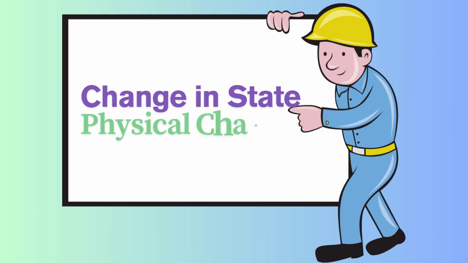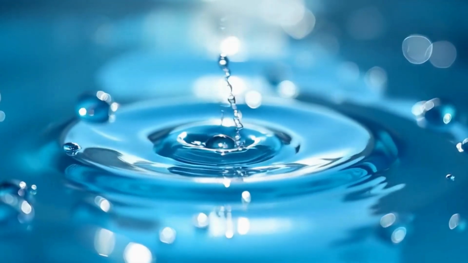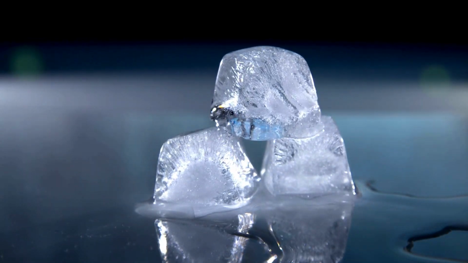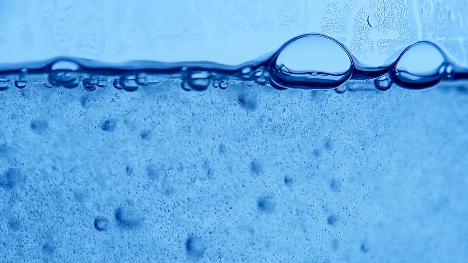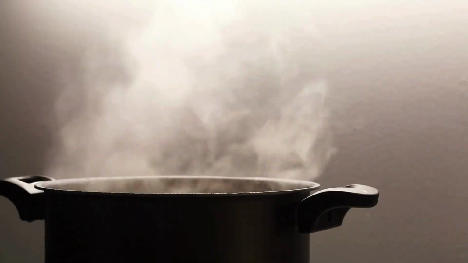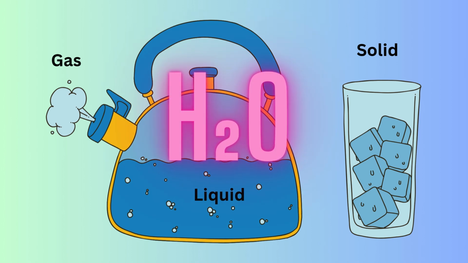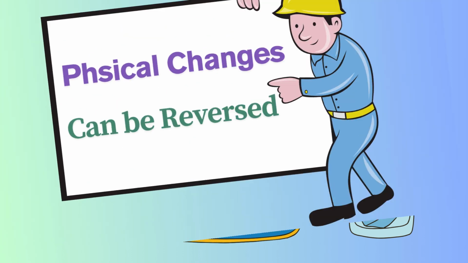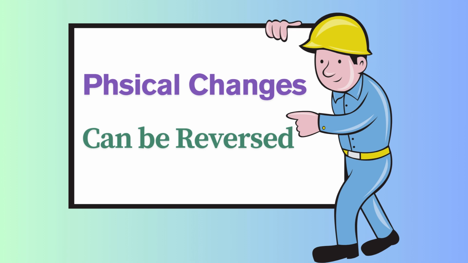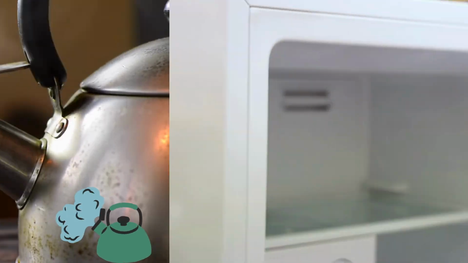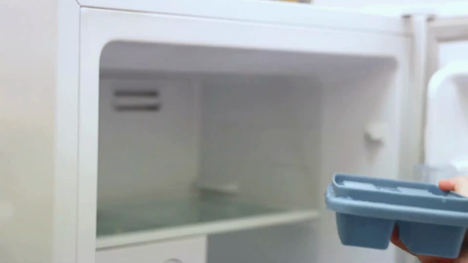Another common physical change is when matter changes its state. Water is a great example. Solid ice absorbs heat and melts into liquid water. Water boils into steam, or vapors, that is a gas. But whether it's solid, liquid, or gas, it's still H2O. And the best part? These changes can usually be reversed, an indication of physical change. Like steam can condense back to water, and water can freeze back into ice on cooling.